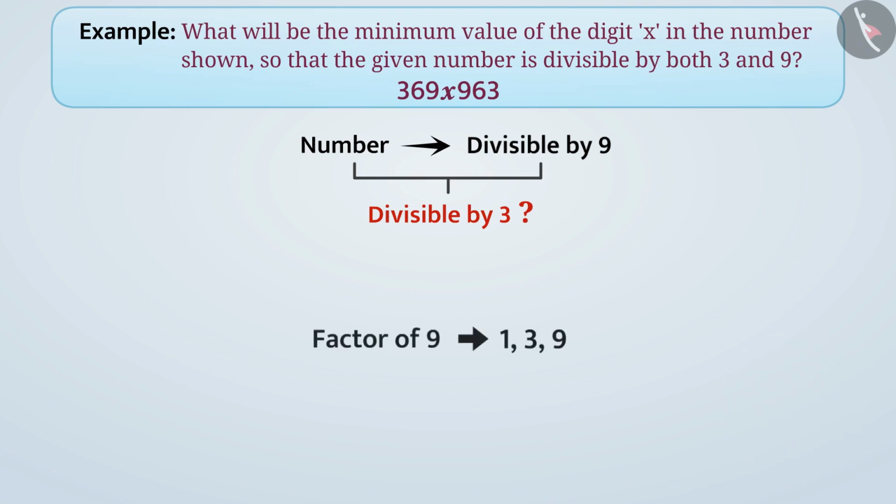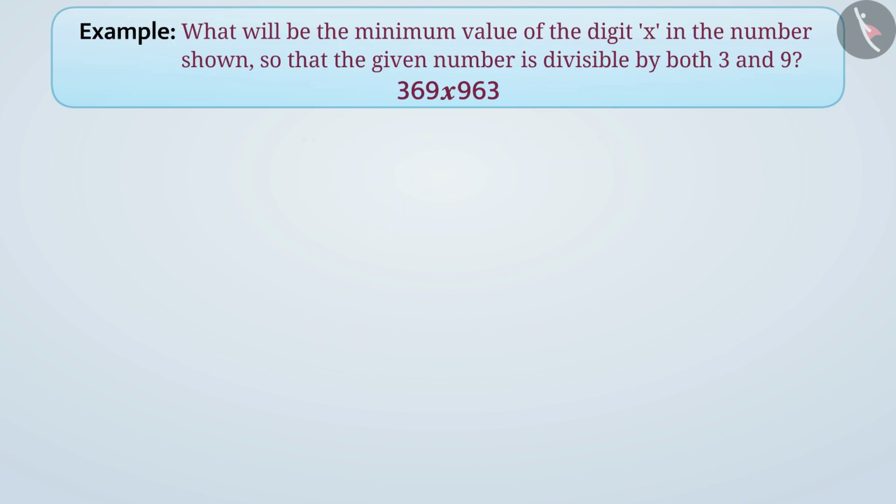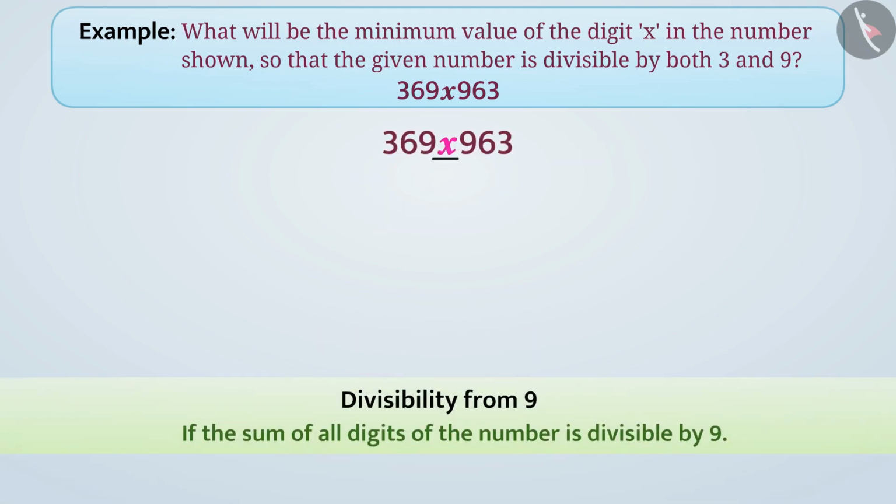Let us tell you, 3 is a factor of 9. If a number is divisible by 9, it means that the number is divisible by factors of 9. With this understanding, we can now find the value of x by using the law of divisibility by 9. We do not need the law of divisibility by 3. Here the number 369x963 must be divisible by 9. That is, the sum of digits of the given number must be a number which is divisible by 9.